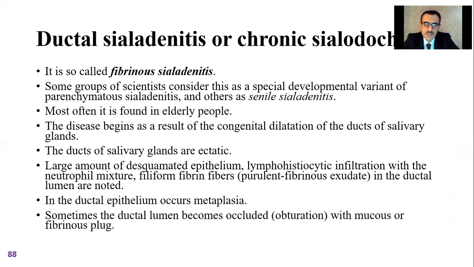The disease begins as a result of congenital dilatation of the ducts of salivary glands. The ducts of salivary glands are ectatic. A large amount of desquamated epithelium, lymphohistiocytic infiltration with neutrophil mixture, and filiform fibrin fibers in the ductal lumen are found. Also, we can find metaplasia in the ductal epithelium. Sometimes the lumens of the ducts become occluded, obliterated with mucus or fibrinous plaque.